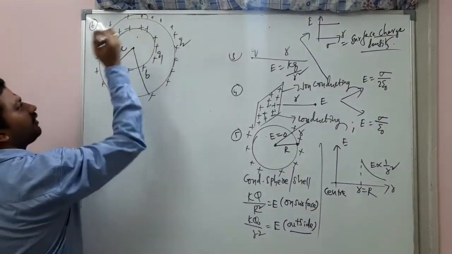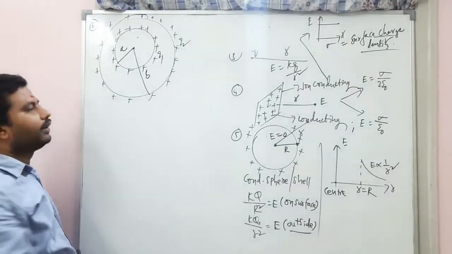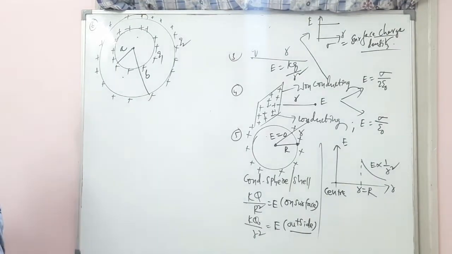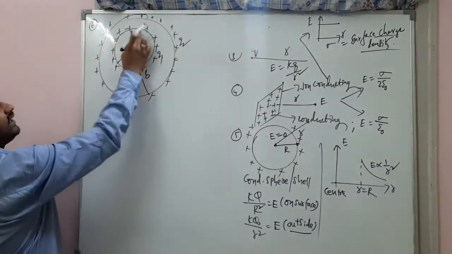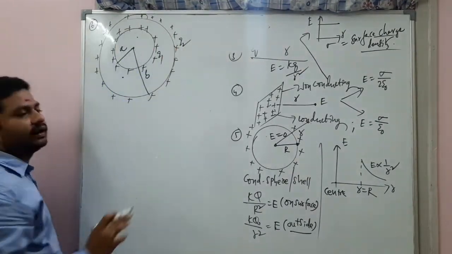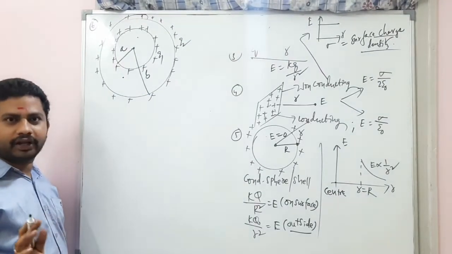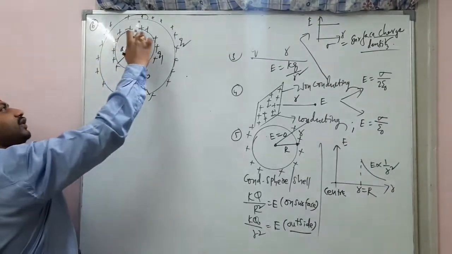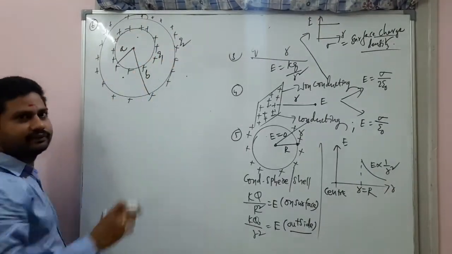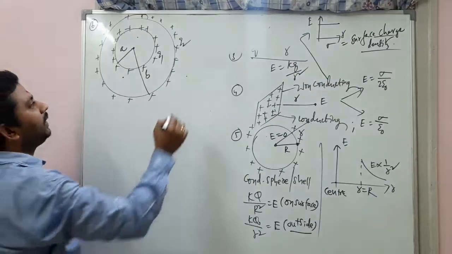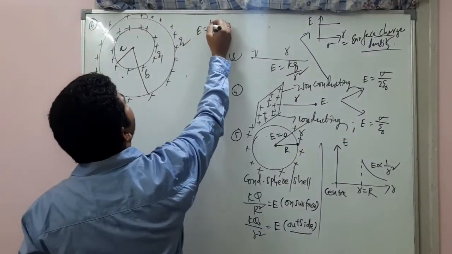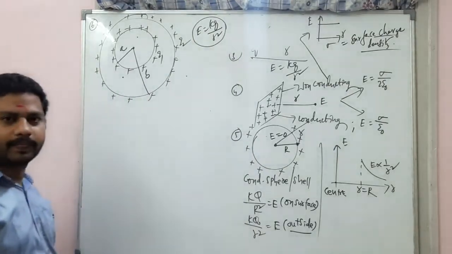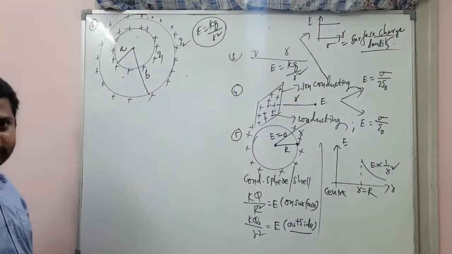Inside the shell, electric field is 0. Outside the shell, electric field is not 0. Because this is a point outside this shell, inside of the second shell, at this point electric field is there due to this shell as well as this shell. Whatever may be, the formula for the electric field is KQ by r square. I hope you got the point.